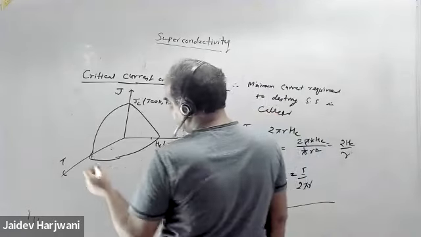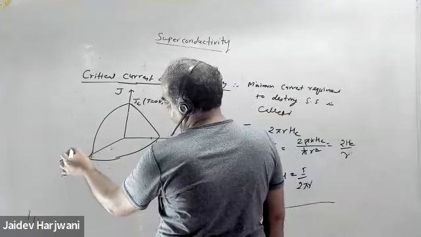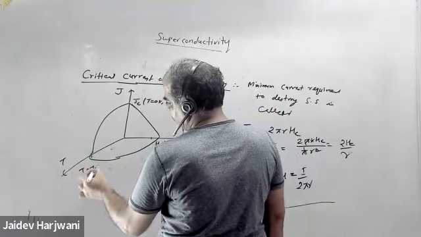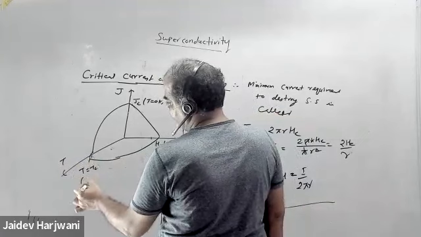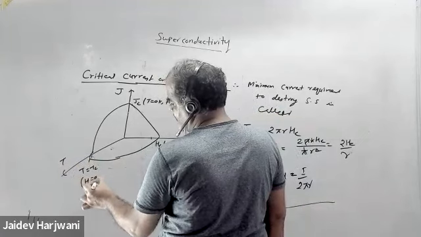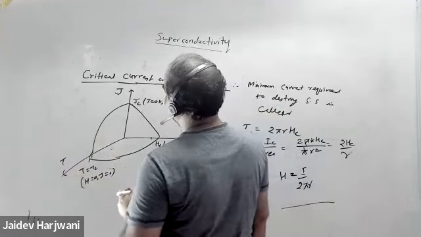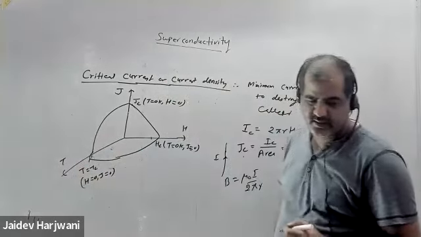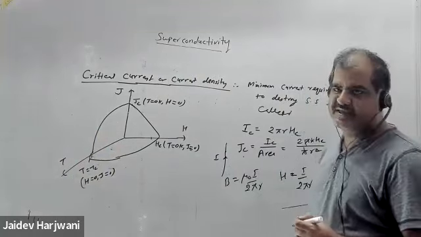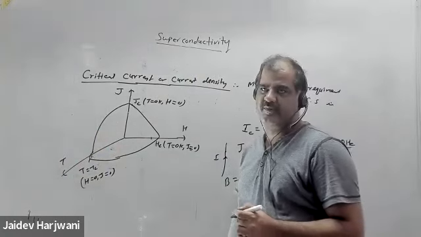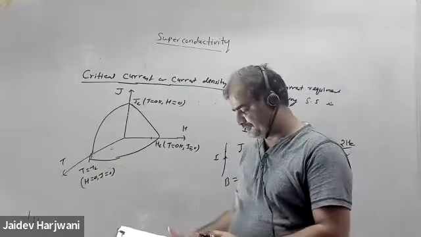Similarly, if I'm applying temperature, so when temperature T is equal to TC, then I don't need any magnetic field, then I don't need any current density. So in this way I can make a transition from one state to the other state.